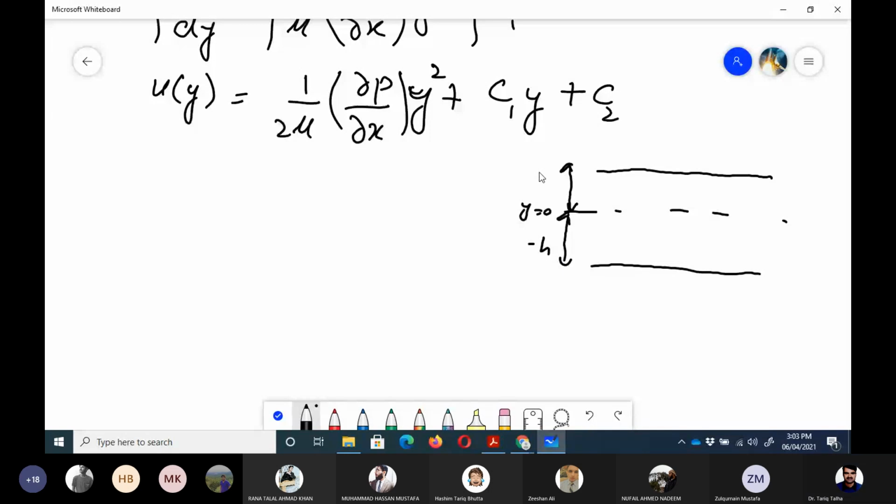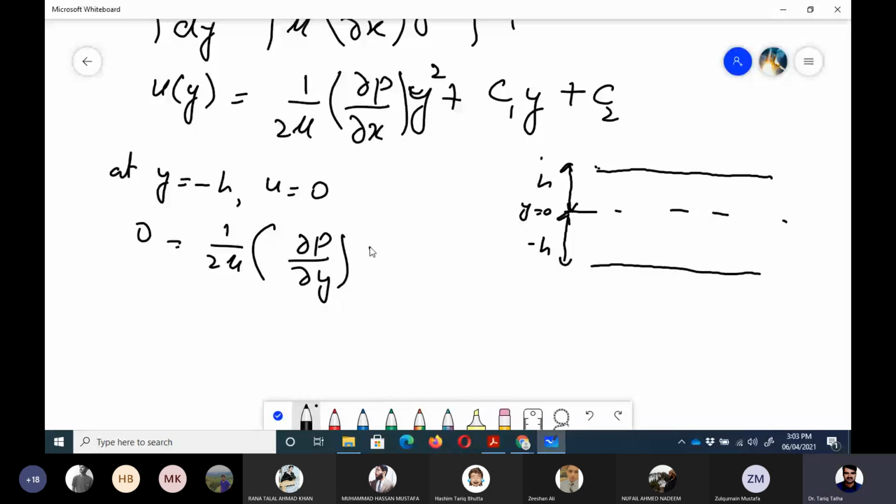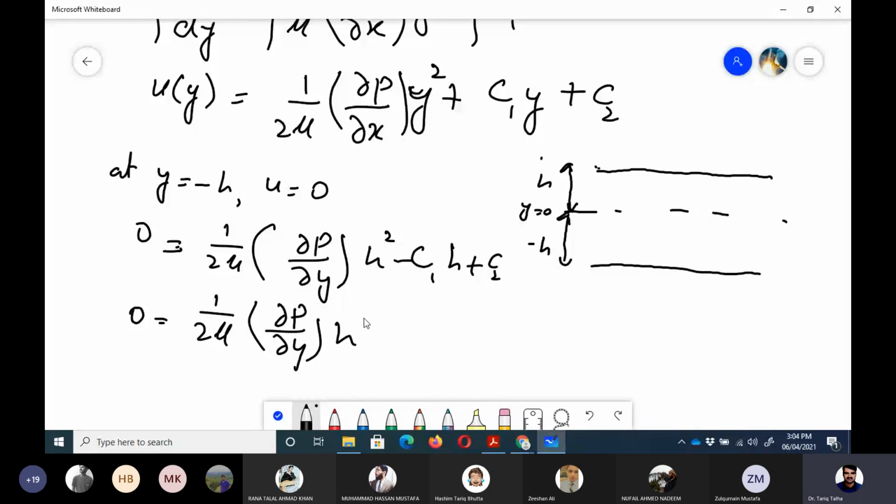So at y equal to minus h, we have u equal to 0. It means that if we put it here, 0 would be equal to 1 upon 2 mu partial p by partial x into h square minus c1 h plus c2. The second boundary condition is, at y equal to plus h, u is equal to 0. So we can again write 0 is equal to 1 upon 2 mu partial p by partial x h square plus c1 h plus c2.